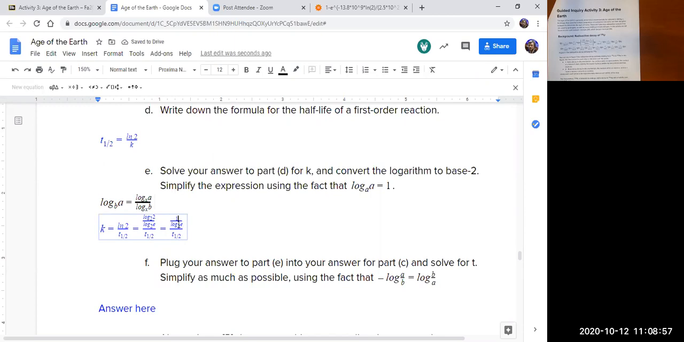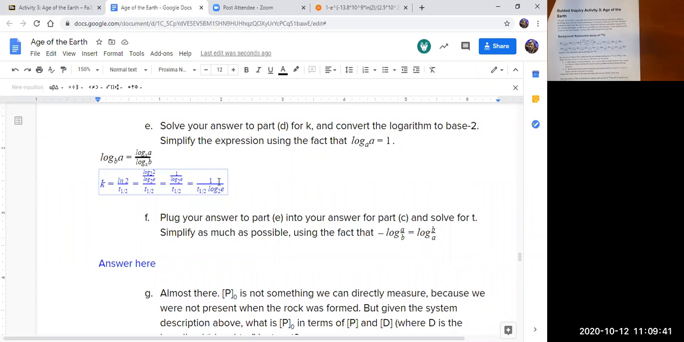Now we can simplify this fraction within a fraction. And we now have an expression for k in terms of the half-life, and it's in base 2 logarithms.